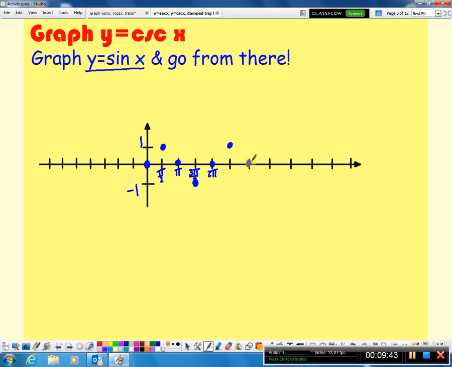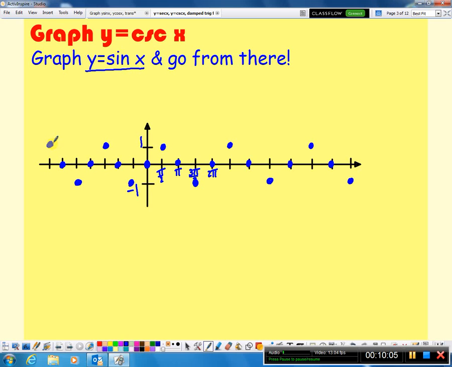Some people prefer to graph the sine wave in, like I did on the previous cosine graph. Some people prefer to just plot the points that would be on this sine wave. Either is fine with me. Whichever one makes more sense to you is A-okay where I'm concerned.